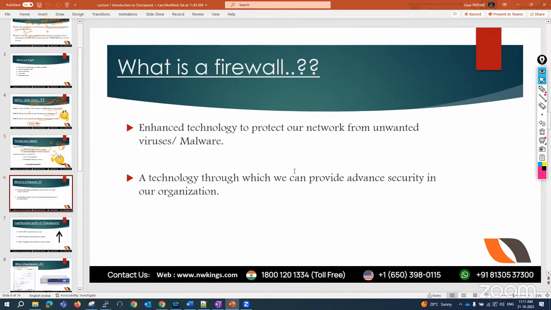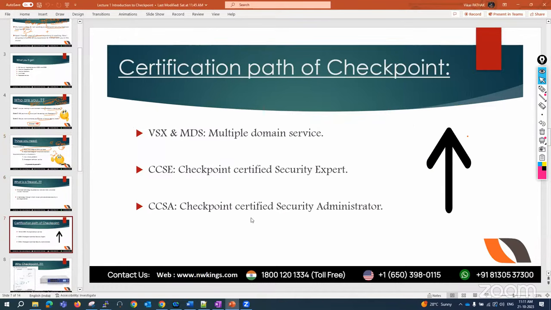Okay, so this is going okay. Before starting our conversation, let me start from the basics. What are we going to cover? This is the Checkpoint class. If you ask me about Checkpoint, the first certification or first course which Checkpoint has is called CCSA. CCSA stands for Checkpoint Certified Network Administrator.